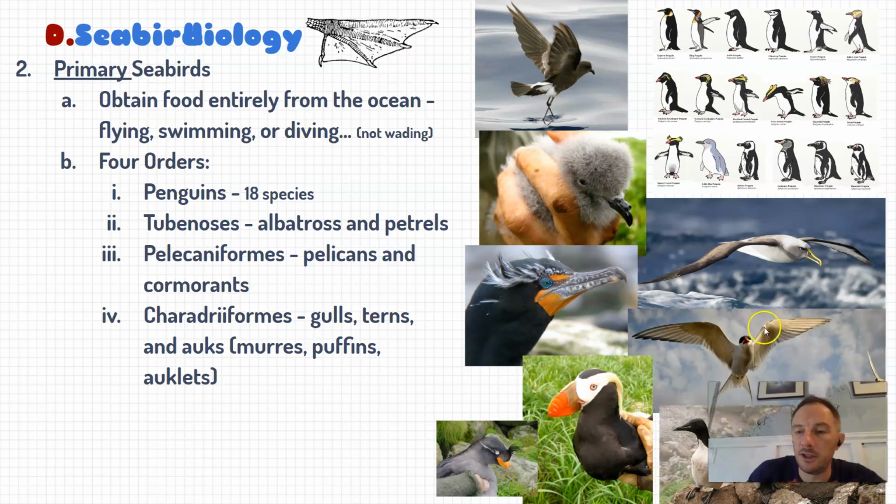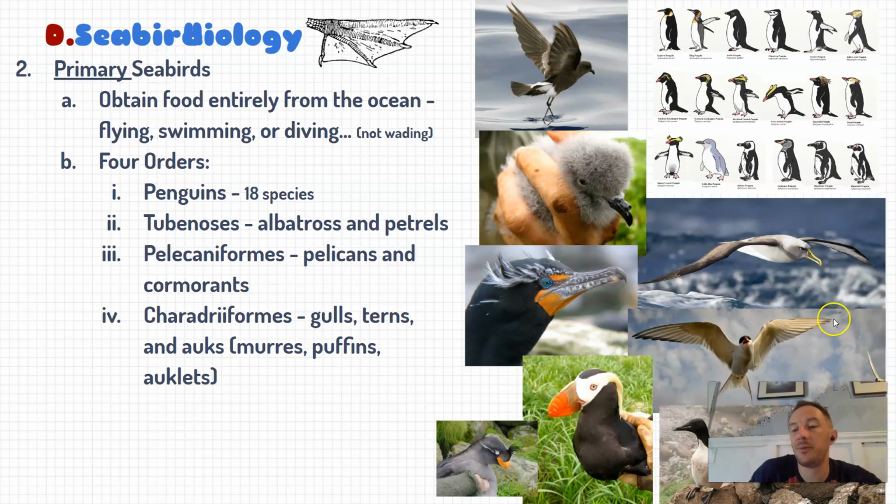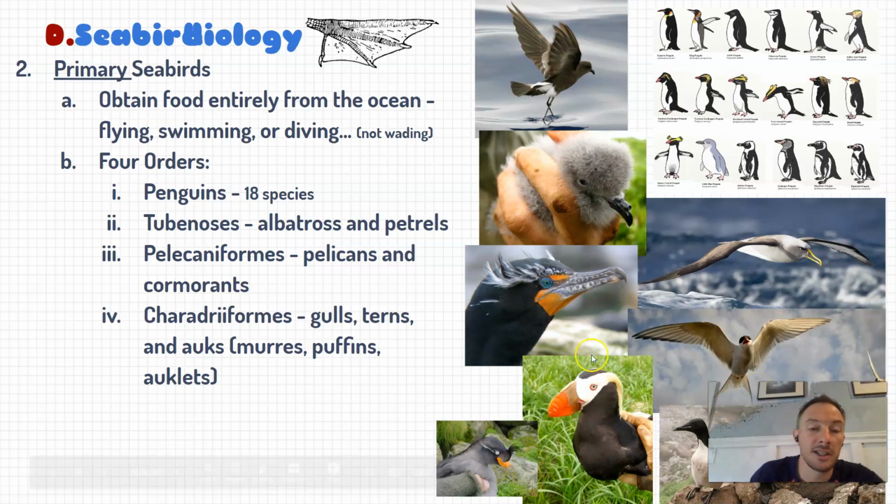Terns, which are closely related to gulls. Here's a picture I took of an Arctic tern up in the Arctic. And they're very gull-like, but they have sleeker, pointier wings. They're a little more agile flyers. And these birds, a little lighter bodied, actually plunge dive and catch things that way.